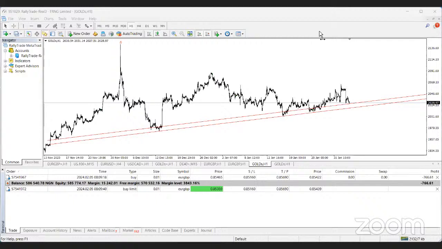Somebody says I should zoom out. I'm actually reading your comments, people. Somebody says, good morning, sir. Please try to zoom out the chart so that it will be clear to view. The candlesticks are too small. Wow. Interesting.